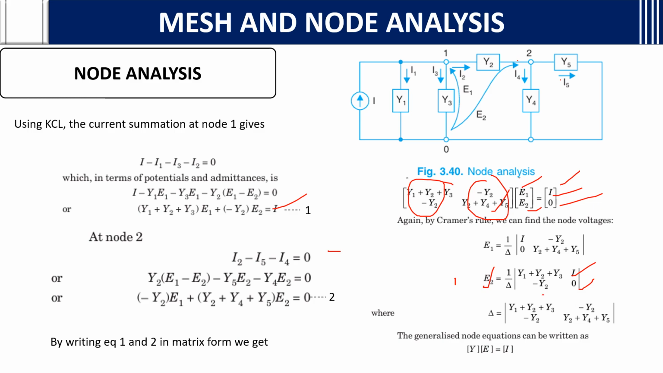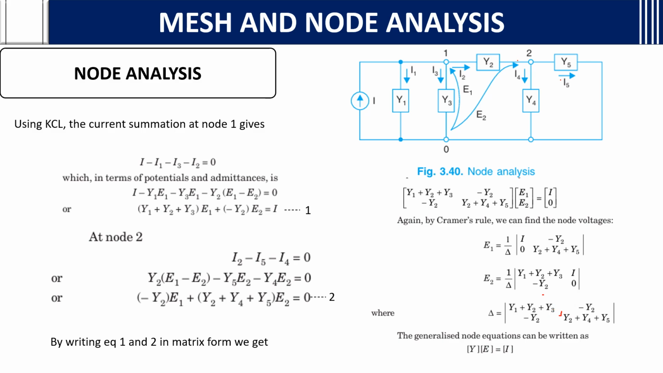Delta means taking the determinant, finding the determinant of this matrix. If you find the determinant of this matrix, multiplying these two minus multiplying these two, you will get the determinant. Putting in those delta values and this value, you will get E1 and E2. What we need to do is this into this minus this into this. If you get delta, you will get the values.